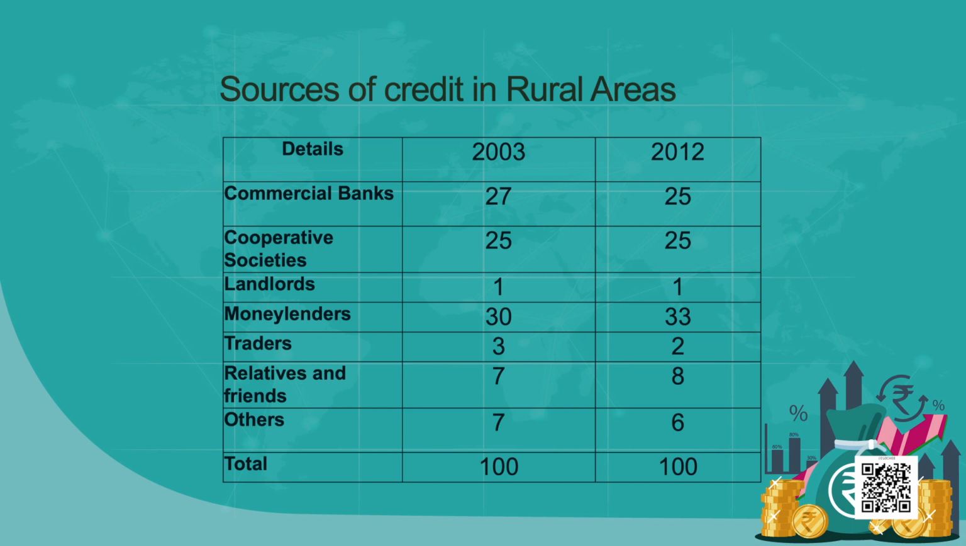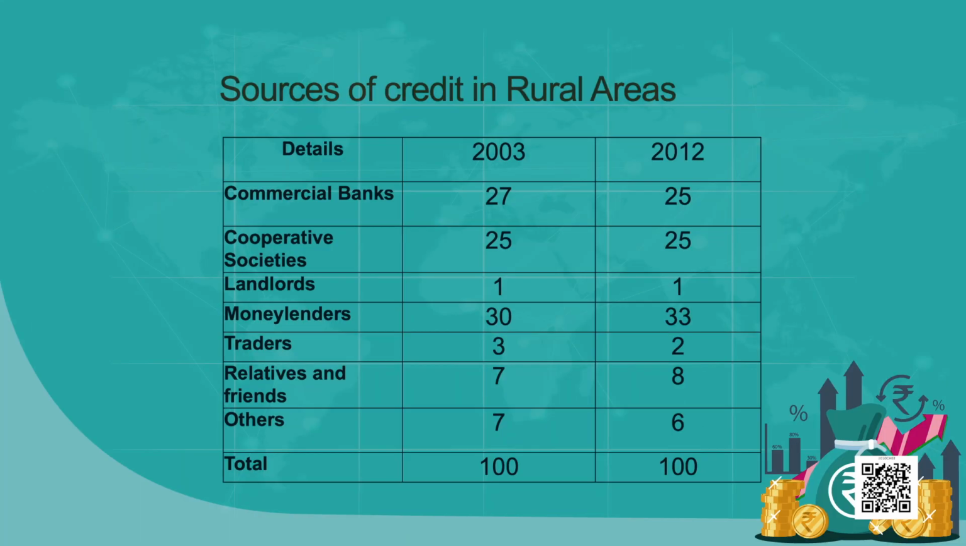The first column shows the details of the sources of credit, the sources of credit in 2003 and sources of credit in 2012. What it shows actually, if you look at the role of money lenders, in 2003 they were able to meet the credit needs of 30%. Today they are meeting the needs of people by 33%. So their role has increased between 2003 and 2012. Commercial banks and cooperative societies, their role has remained the same. In fact, it has declined by 2%. This is the situation in rural areas.